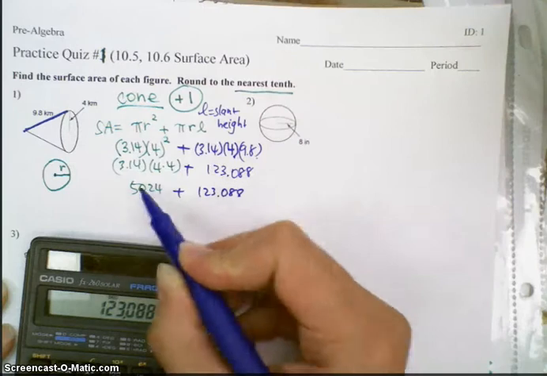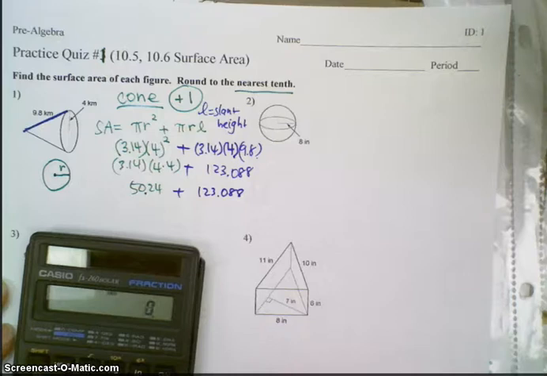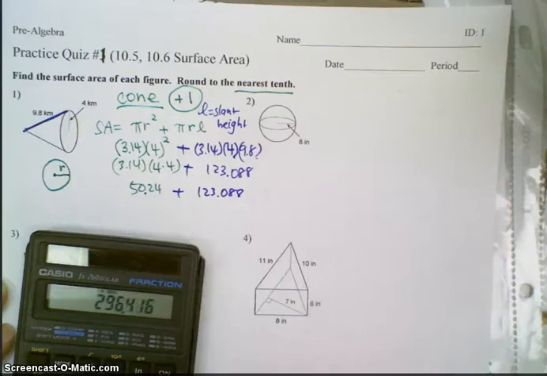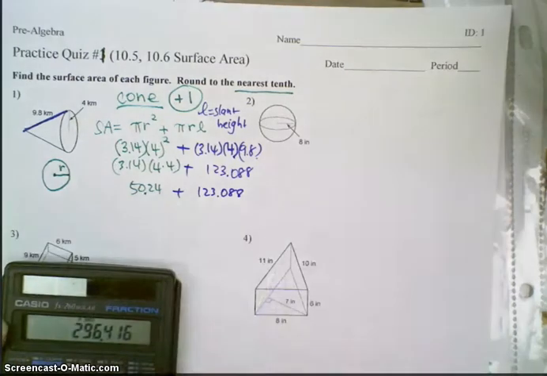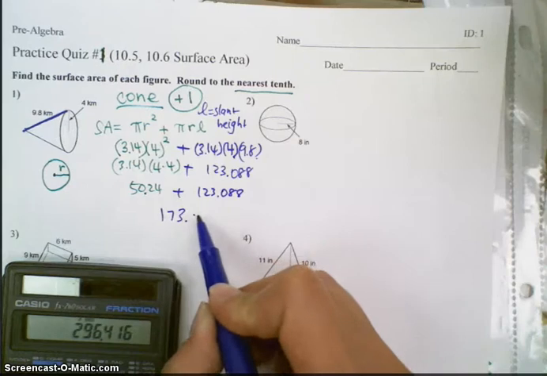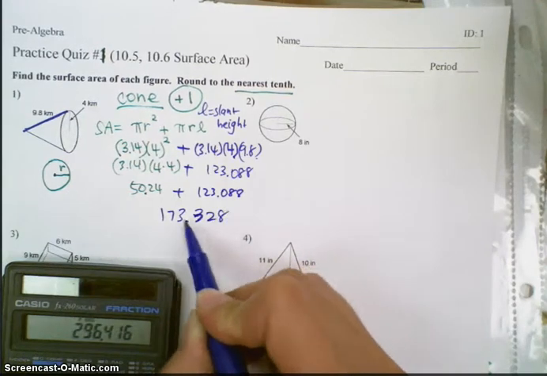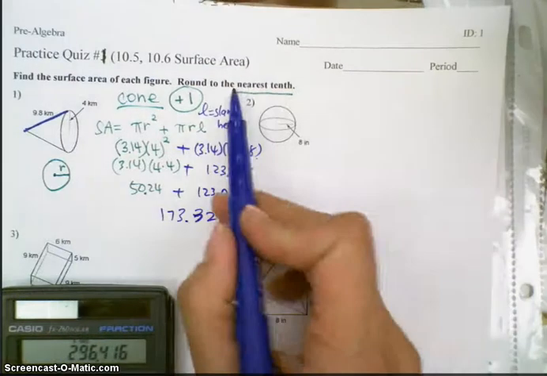Then I'm going to add that with the 50.24, plus. I am going to get 173 point. The calculator is just not working very well with me. And that's what I get. But I'm supposed to round to the tenths.